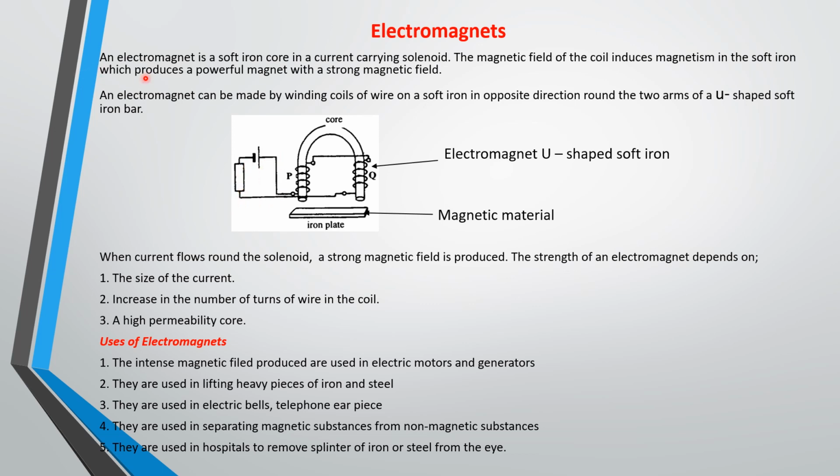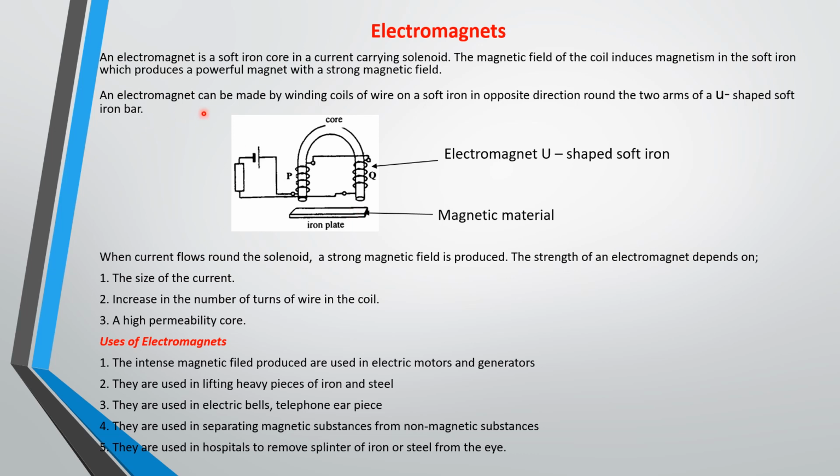An electromagnet is a soft iron core in a current-carrying solenoid. This is the solenoid. The magnetic field of the coil induces magnetism in the soft iron, which produces a powerful magnet with a strong magnetic field. So this is the soft iron core, and this is the solenoid in which it is inserted. When current flows in here, it produces a strong magnet with a strong magnetic field. This can be seen by the attraction of this iron plate that is here.